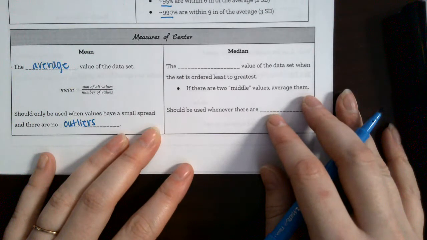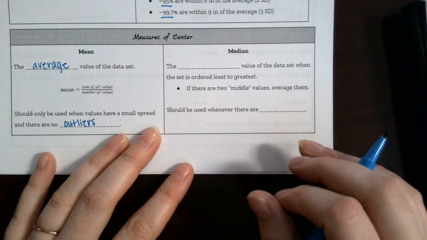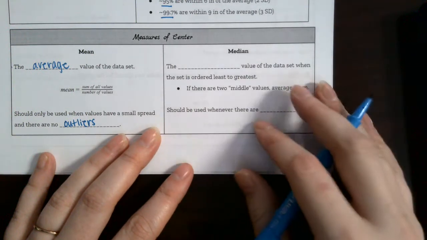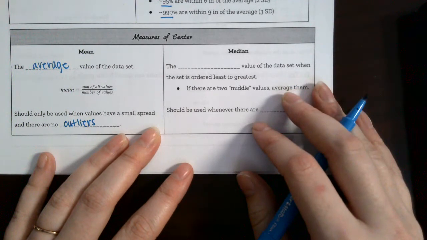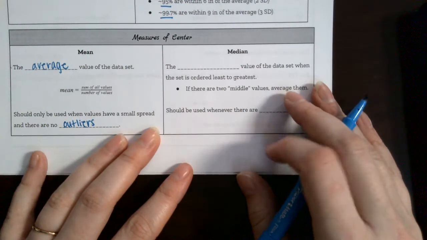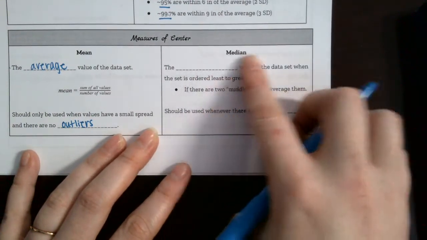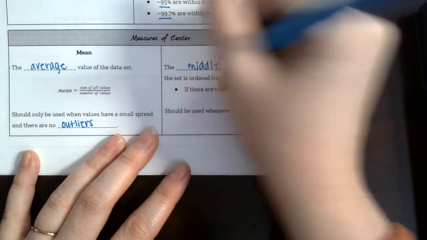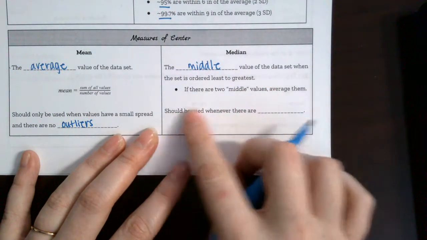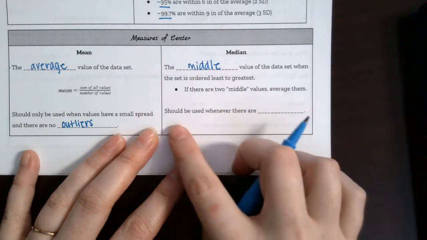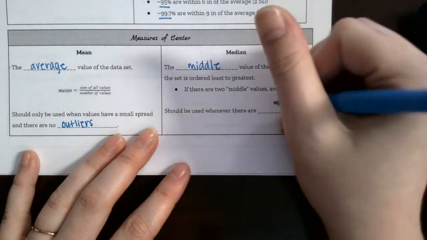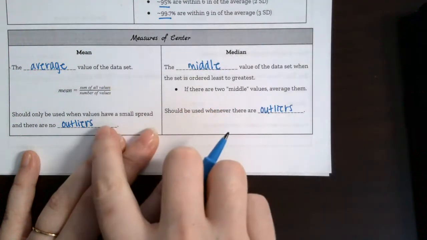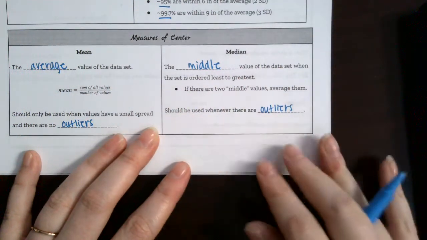Outliers are just weird values. So if almost everyone gets between a 75 and 80 on a test, and only one person gets a 20%, that's an outlier. The median is the middle value of the data set when it's ordered least to greatest. If there are two middle values, you average them. And this is what you use if there are outliers. So mean when there's not any outliers, median when there is.